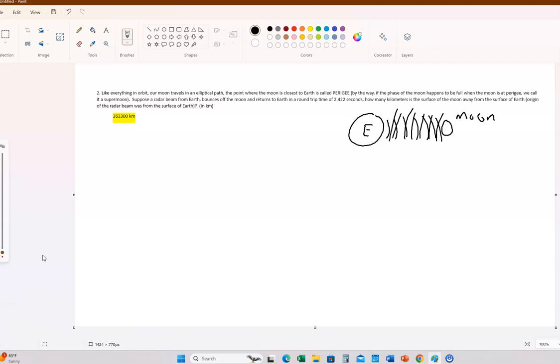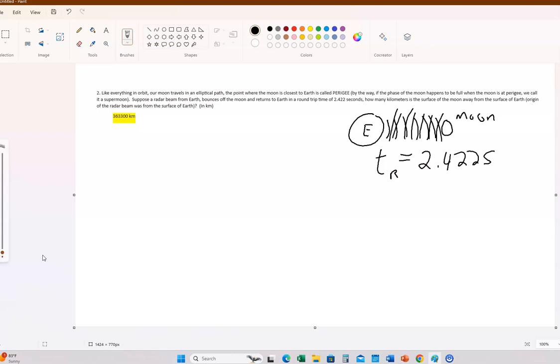They give us the round trip time, the time to go there and come back. I'll call it T round, or TR. The round trip time is 2.422 seconds. Really what we're interested in is the time it takes the radar beam to get to the moon. Of course, if you're not on the moon, you don't know when it gets there. You just know when it bounces off the moon and comes back.